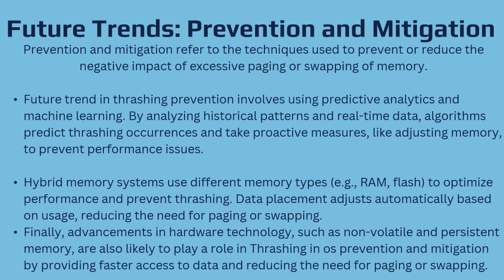Finally, advancements in hardware technology such as non-volatile and persistent memory are also likely to play a role in thrashing in operating system prevention and mitigation by providing faster access to data and reducing the need for paging or swapping.